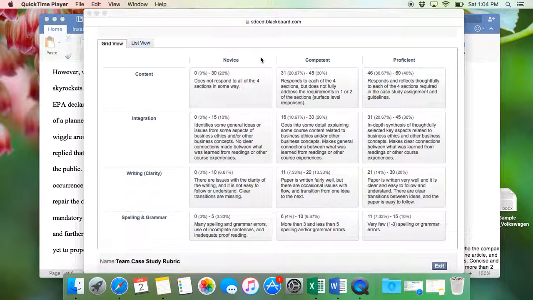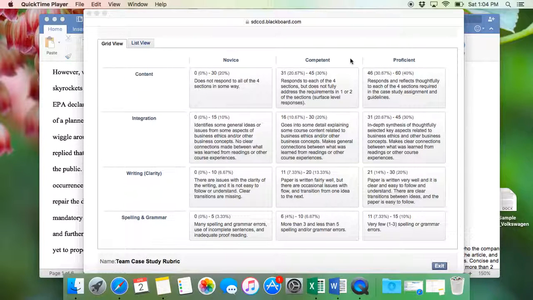For each area, you'll fall under one of 3 categories: proficient, competent, or novice. Let's go through what each one looks like. If you are proficient in content, it means that you've answered all 4 sections of the case study assignment thoroughly and very well. These 4 sections are facts, issues, solutions, and judgment. Recall that I gave you the case study guidelines and a worksheet earlier in the semester. That will guide you on what to cover in your case study paper.